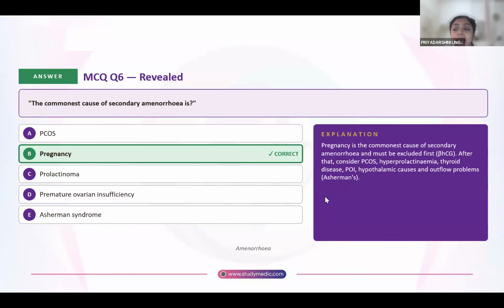If you have a clinical scenario in the exam dealing with primary amenorrhea and they're asking you what are the things you have to rule out, again, remember, you have to rule out pregnancy even in cases of primary amenorrhea. Never miss that.